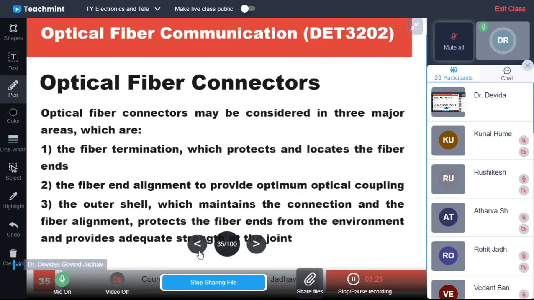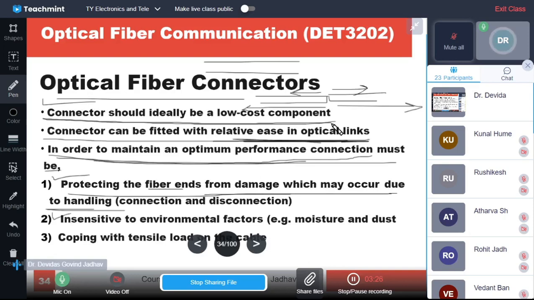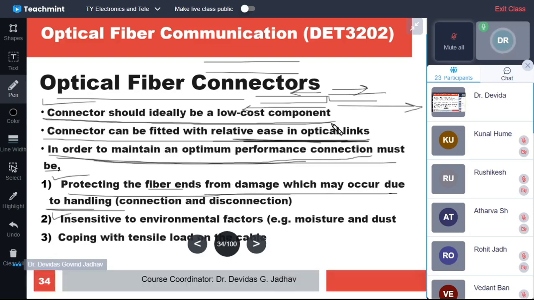Okay. So details of the fiber connectors we will check tomorrow. I think there is a disconnection problem, not due to the connectivity. Some other issue is there. I will sort it out. Okay.